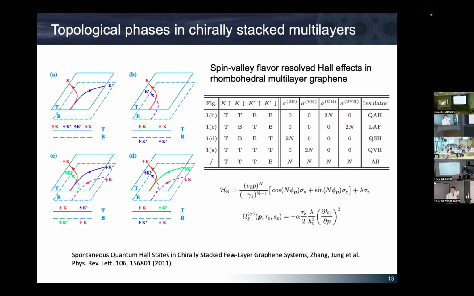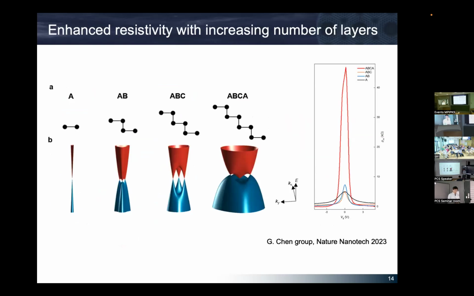And this is the same kind of analysis that is equally applicable for rhombohedral multilayer systems. So in principle, by carefully playing with the electric fields, we would hope that we could achieve the so-called Hall phase, where we have the anomalous Hall conductivity together with all kinds of spin Hall and valley-Hall physics coming in simultaneously.